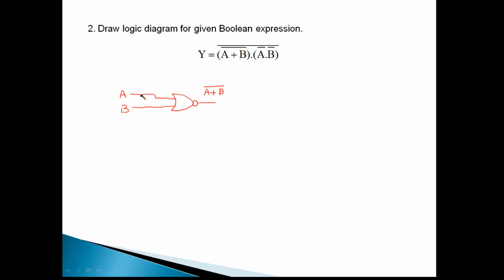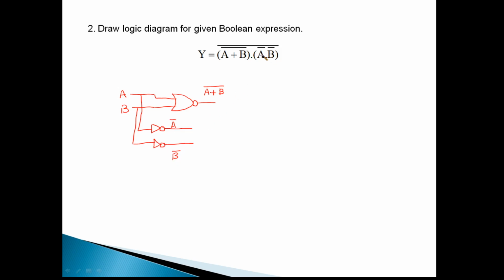So, take this A and apply an inversion to that A input. So, this will produce A bar. Next, take this another input B and pass this also through a NOT gate. This NOT gate will produce B bar.